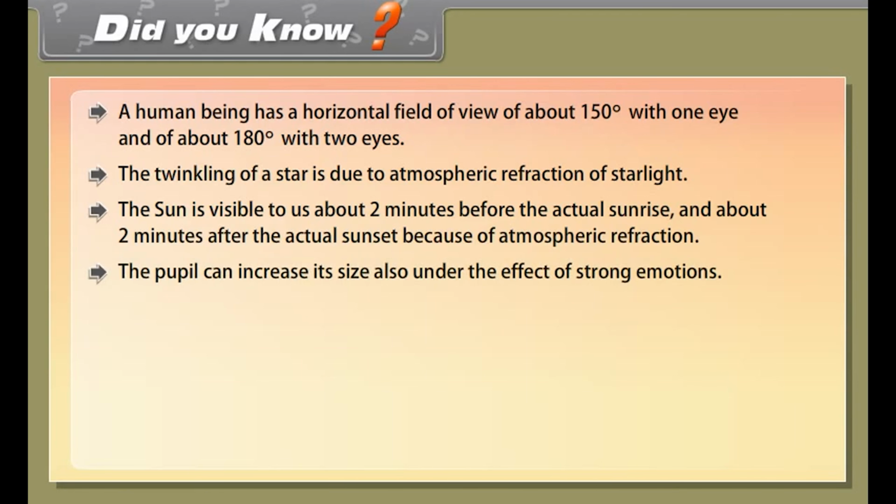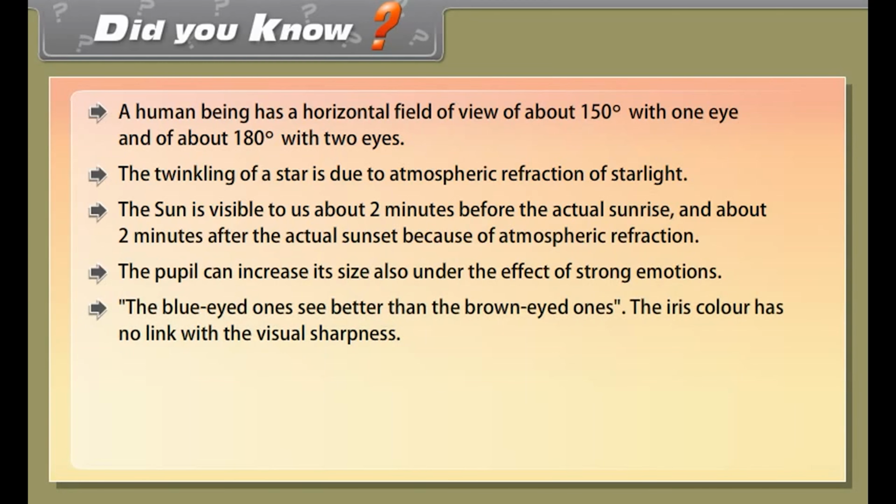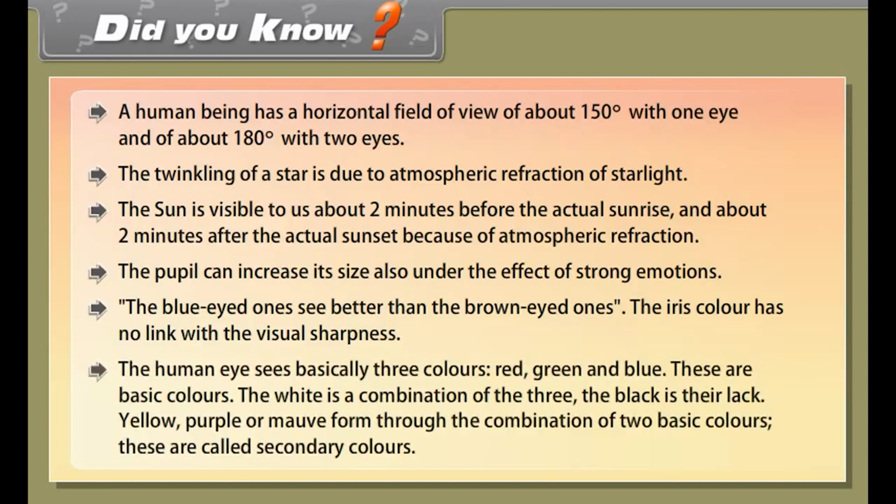The pupil can increase its size also under the effect of strong emotions. The blue-eyed ones see better than the brown-eyed ones. The iris color has no link with the visual sharpness. The human eye sees basically 3 colors: red, green, and blue. These are basic colors. The white is a combination of the 3. The black is their lack.